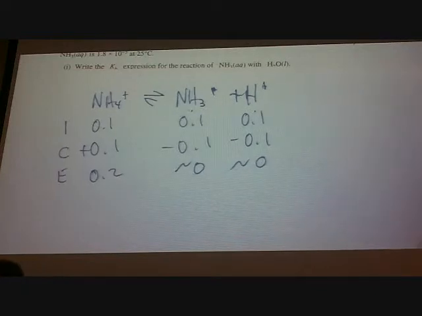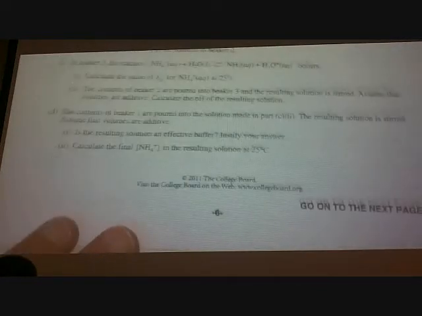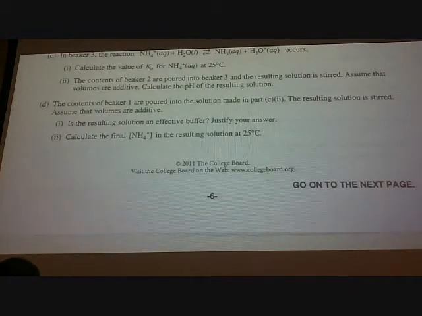All right, and then double I. Ooh, that's a good one. That looks innocent. Calculate the final ammonium concentration in the resulting solution made at 25 degrees. Okay. How should we attack that? How should we attack that one?